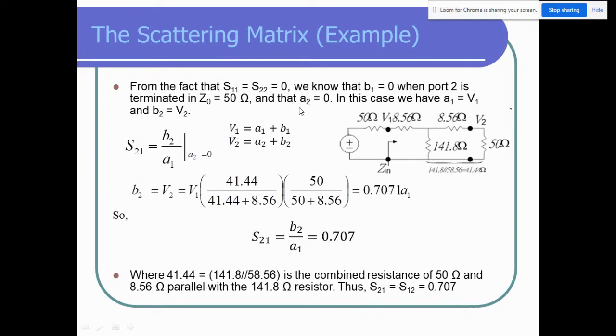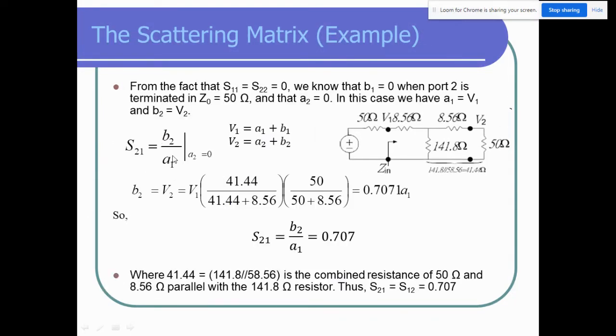Similarly, if A2 is 0, then V2 becomes B2. Remember, these two will help us derive later on. So we know that B2 is equal to V2, right? So from the S21 definition that we already know about, here we derive this one.